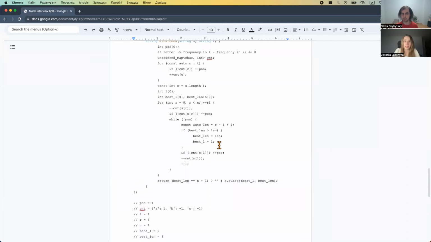Looks good. I think it must be correct. We can, if you want, copy paste it and run it on other test cases. Please do.